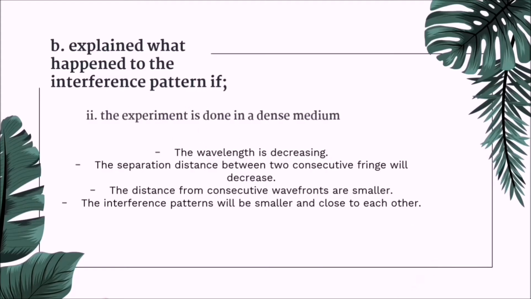For C, what happens to the interference pattern if the experiment is done in a dense medium? First, the wavelength is decreasing. Second, the separation distance between two consecutive fringes will decrease. Third, the distance between consecutive wavefronts is smaller. Lastly, the interference pattern will be smaller and closer to each other.